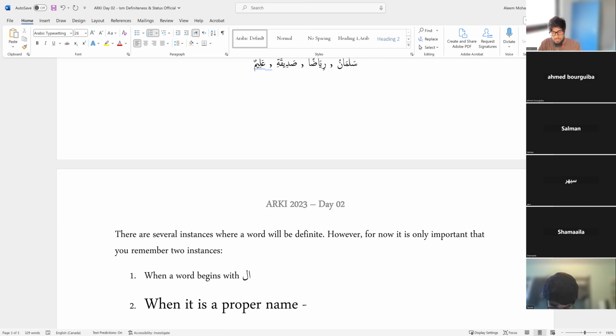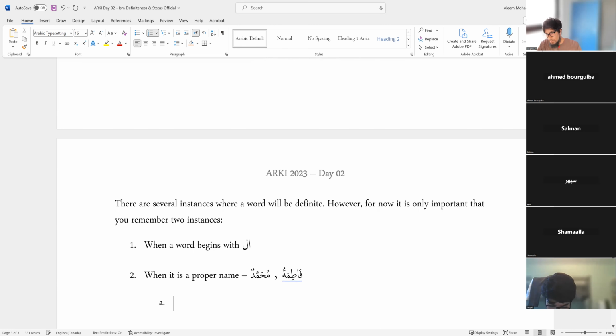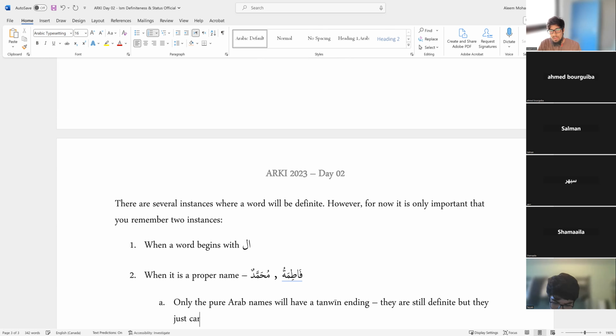So when it is a proper name, this is just the name of something. So Muhammad, for example, Muhammadun, or also Fatima, Fatimatu. They're both going to be definite. Why? Because they're referring to a thing. It's the name of something, and we know already by mentioning it what it is. Now, there's an exception to this, which we covered: only the pure Arab names will have a tanween ending. They are still definite, but they just carry the tanween. Just an exception to the rule that we've seen.